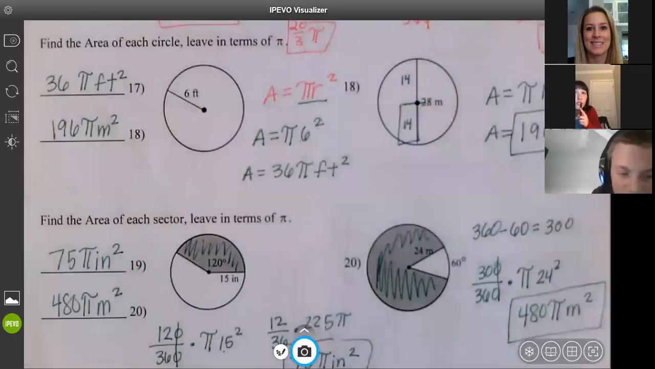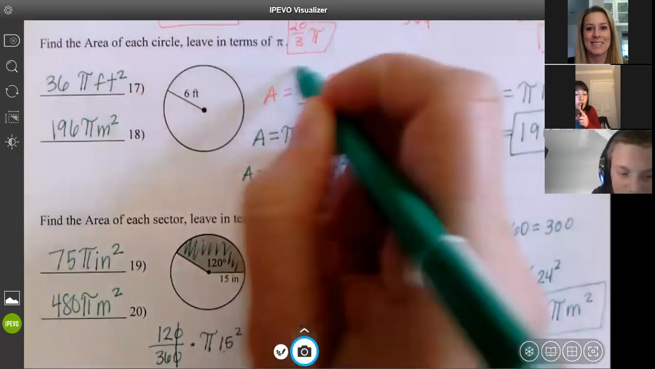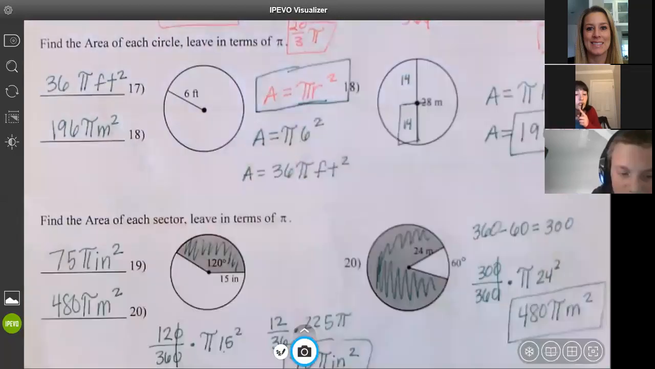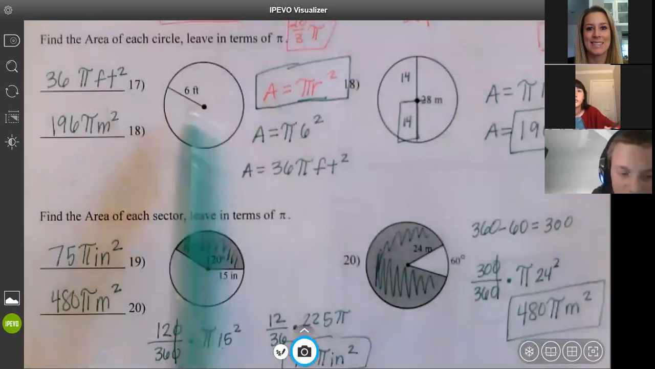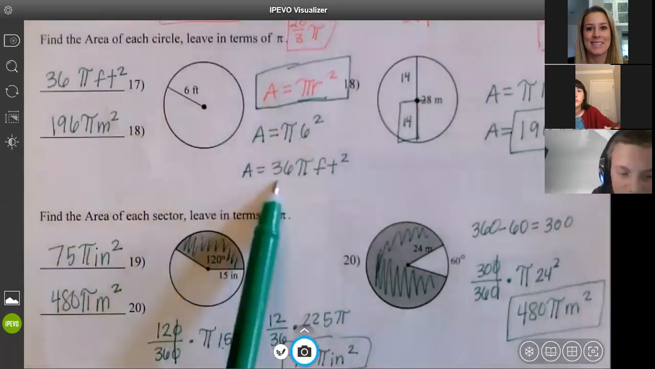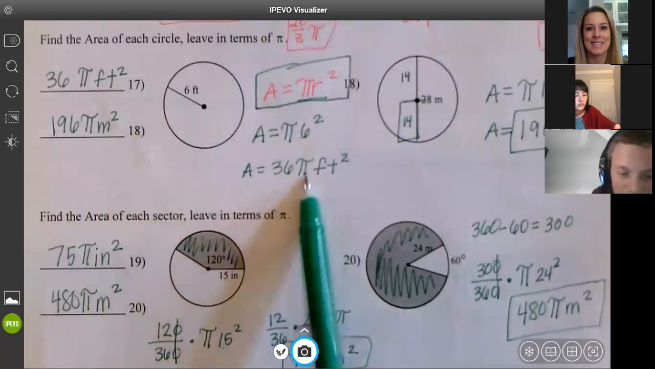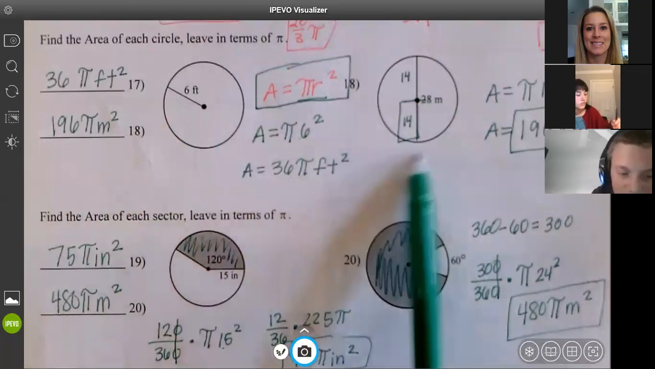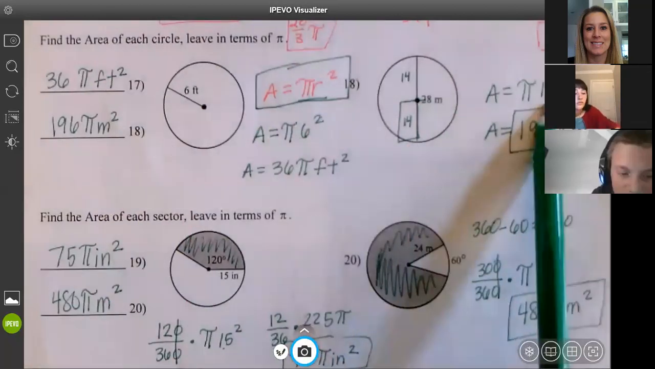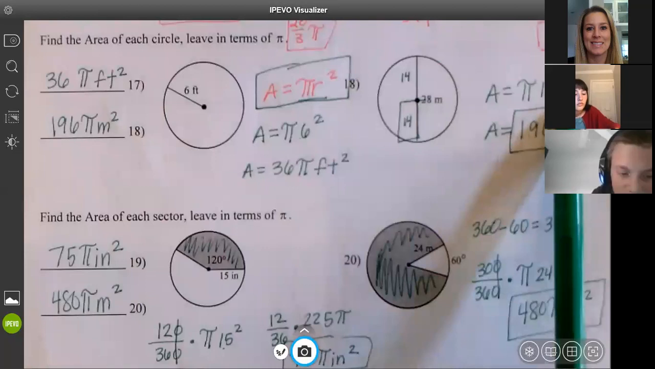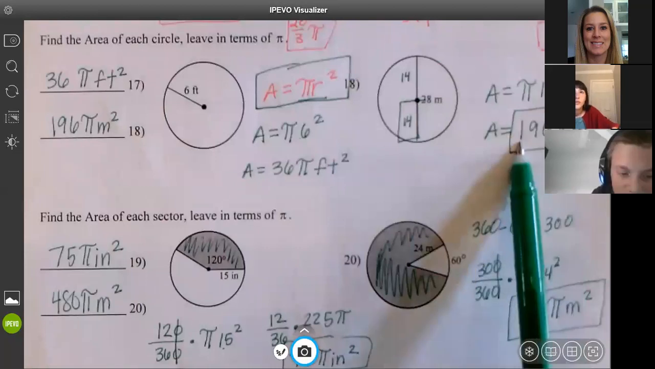Okay, so area is pi r squared. We just have to make sure that we have that information. We've been given the radius in 17 of 6. So 6 squared gave us the 36. Leave in terms of pi. But this one, we've been given our diameter, so we had to half it. So half our diameter is 14. And 14 squared gave us the 196.